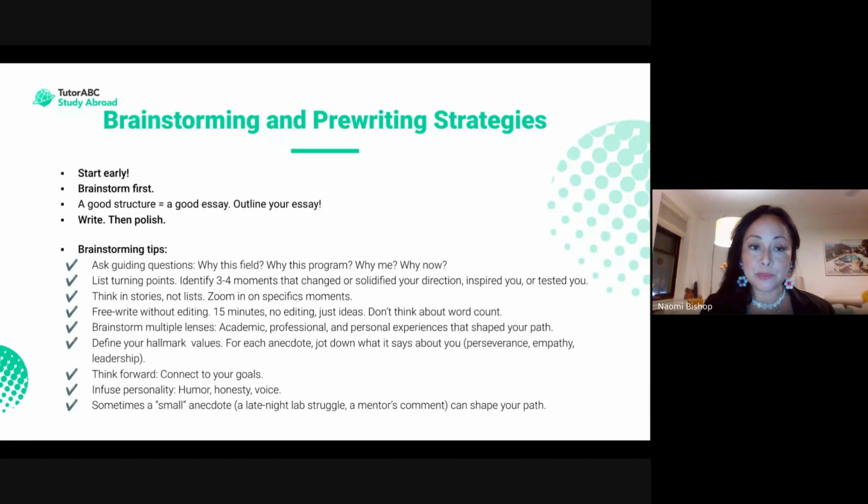So the first thing is brainstorming. I like to create a good structure, because a good structure means a good essay. So I usually outline my essay before I write it. I can go into a little bit more of how I usually do that. I'll explain it. And then I write first and then polish. I literally don't think about what I'm writing until after I've written it, in the sense that I will have a prompt, like, why do I care about this field? And then I'll set a timer for 10 or 15 minutes, and I'll just write it.